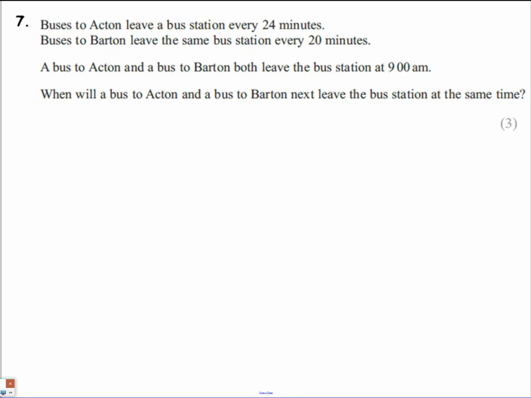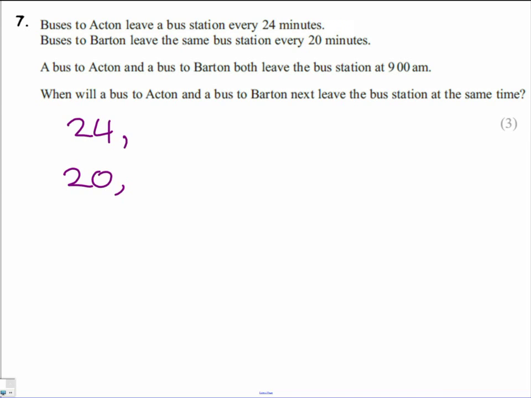Question 7. Buses to Acton leave a bus station every 24 minutes. Buses to Barton leave the same bus station every 20 minutes. A bus to Acton and a bus to Barton both leave the bus station at 9 AM. When will a bus at Acton and a bus at Barton next leave the bus station at the same time? So this is a question about multiples. When will 24 reach the same number as 20 when we do our multiples?